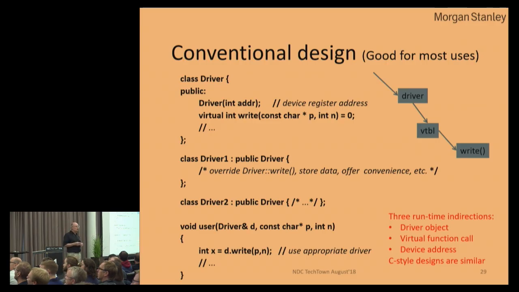The traditional way of writing a driver in C++ is you have an interface with some virtual functions. So you interact through the driver to get the right operation. And so you can have driver 1, driver 2, and the user can use the appropriate driver without knowing what it is. Basically, you get a double indirection. You go through the driver. The driver goes to the virtual function table of the driver object, which gets you to the right operation there.